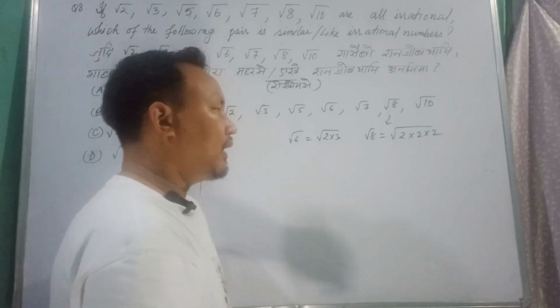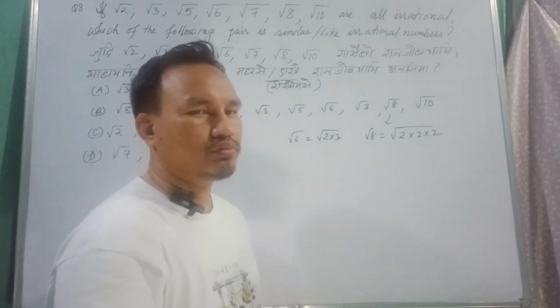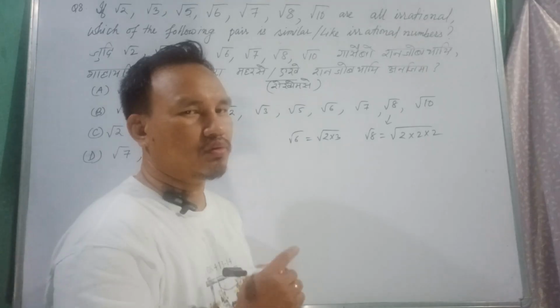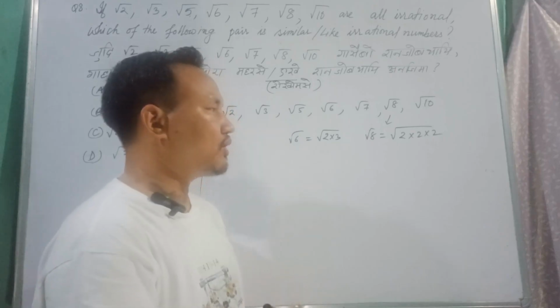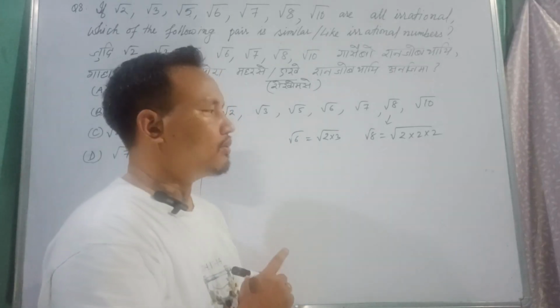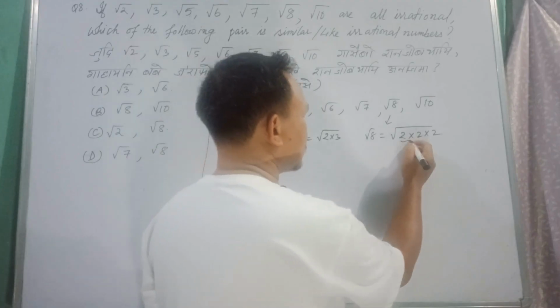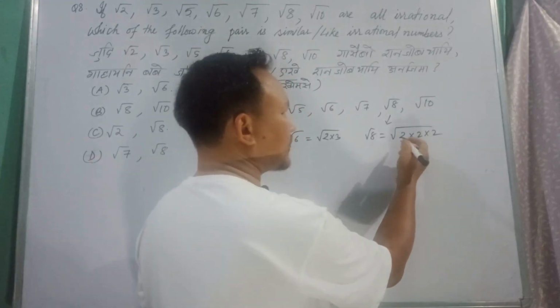Okay. This is one method to break a square root. If you want to bring out any number from the square root, this is one method. Wherever there is 2, 2 into 2, like that, a square.